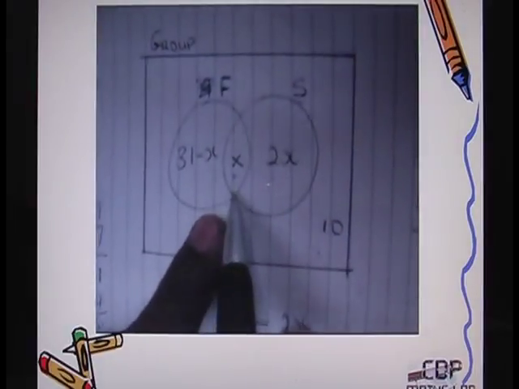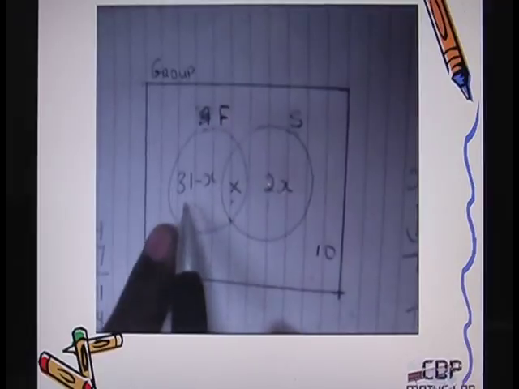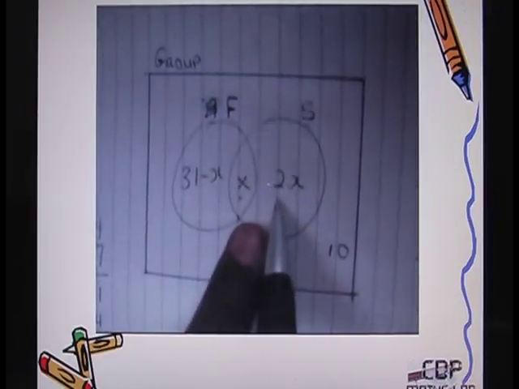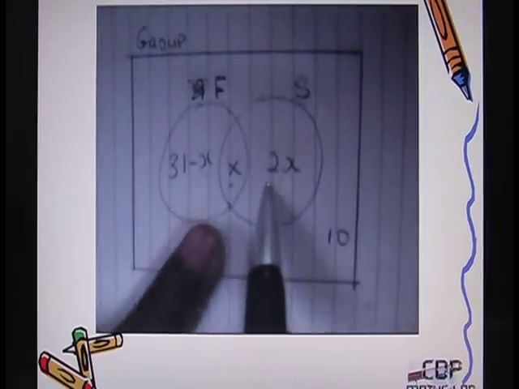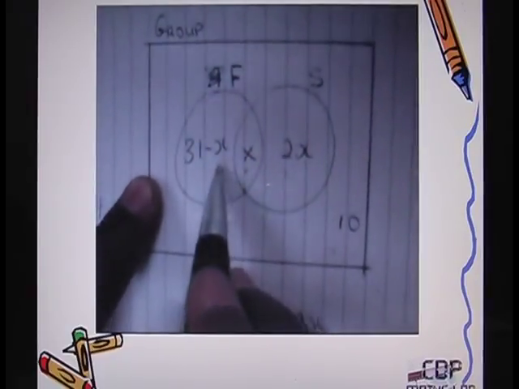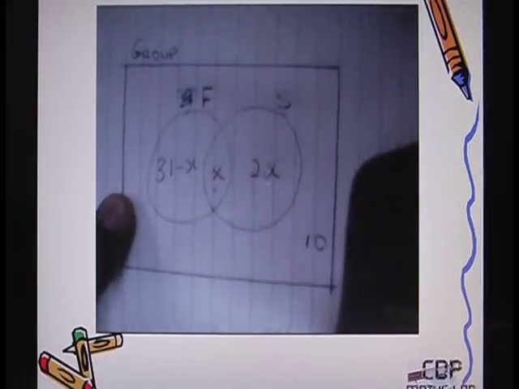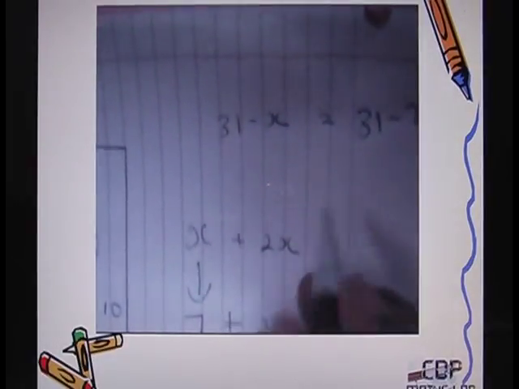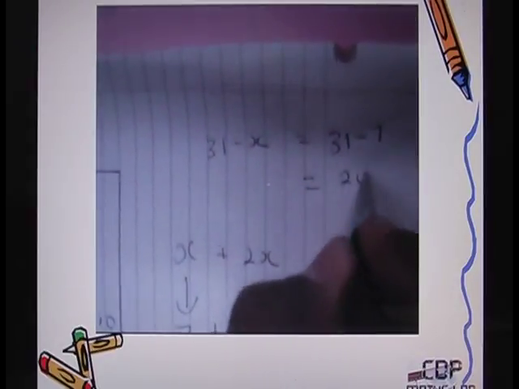Now these 7 students here, they pass 2 subjects, they did not pass one. But the ones in French only and the ones in Spanish only pass only one subject. How do we find that now? We're going to replace the value of x here with what? 7. So there will be 31 minus x, which is the same thing as 31 minus 7. So that is equal to what? 7 from 31 is 24.